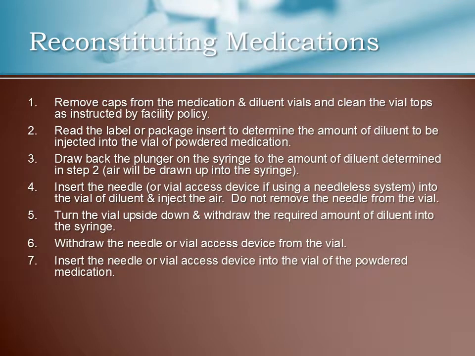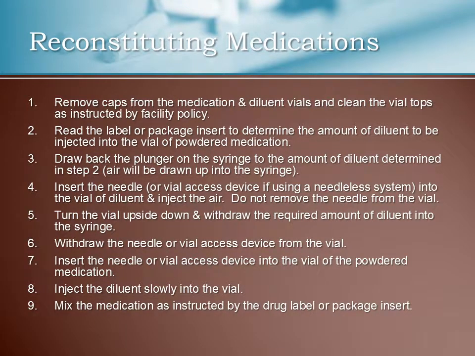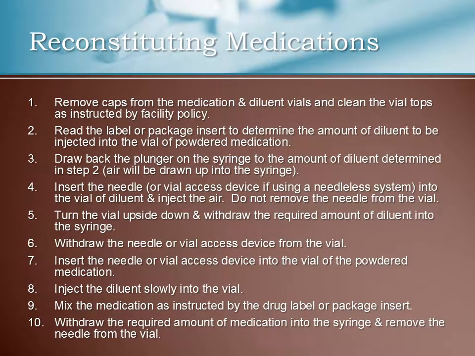Insert the needle or vial access device into the vial of the powdered medication. Inject the diluent slowly into the vial. Then you want to mix the medication as instructed by the drug label or package insert. You need to be careful because some medications you're not allowed to shake. You have to roll it back and forth in your hands. Then withdraw the required amount of medication into the syringe and remove the needle from the vial or the needleless access device.